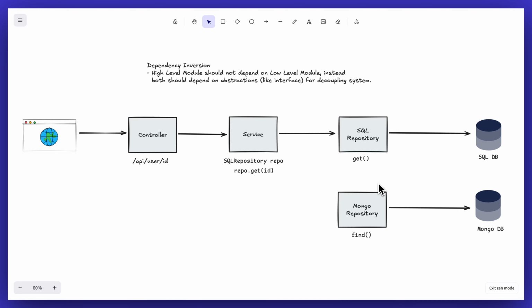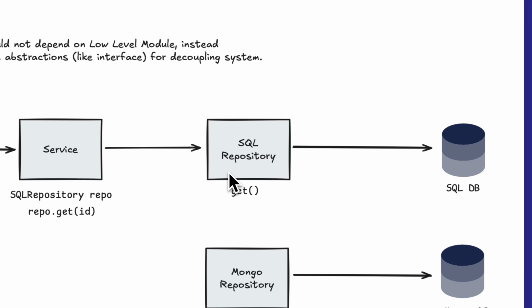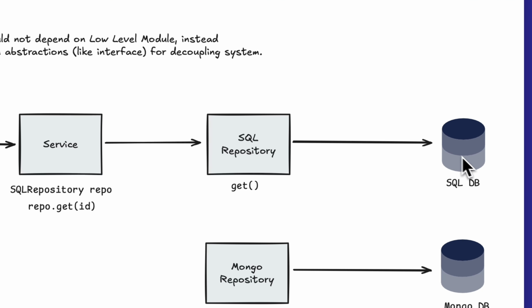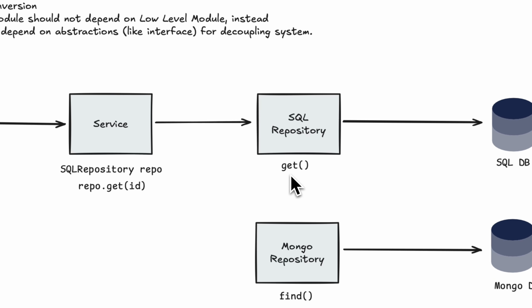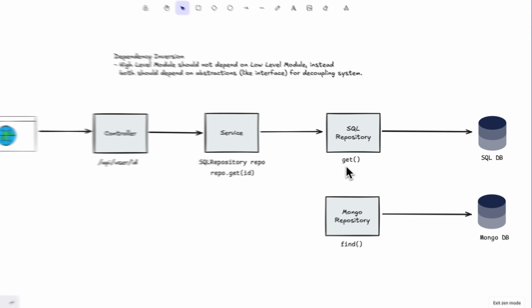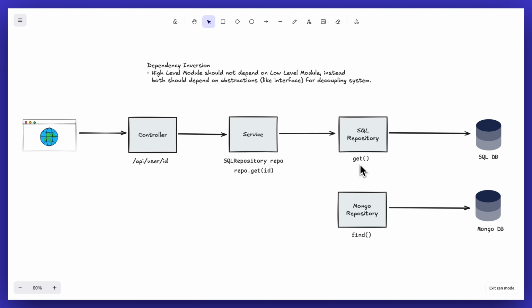The point to note over here is, in order to fetch the user data from the SQL database, this SQL repository is using the get function. So the code in the service layer at that point of time would look something like this.